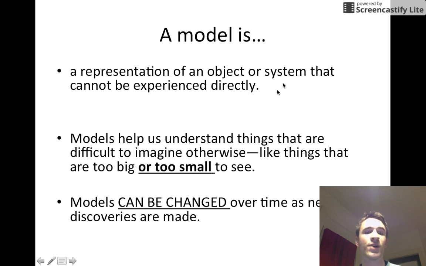Also, it's important to know, guys, models can be changed over time. So you might come up with a model for the solar system, or back in the day, scientists or philosophers thought the Earth was the center of the solar system, right? But as discoveries were made, we realized the sun was the center of the solar system. So that model completely changed, right? Models can be changed over time as new discoveries are made, and we're going to see that in action today on this video, okay?